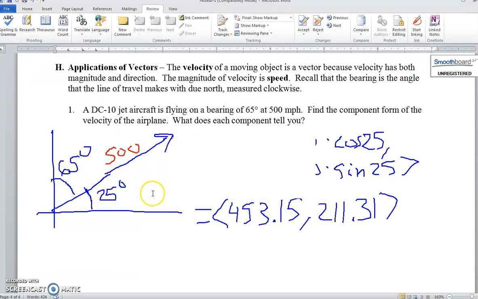Then we just need to think about what that means. So if I think about that, the x value in this form, that's how far we went to the east. The 211, that's the y value. That's how far we went to the north. This talks about, in this case, how far east we went. I'm sorry, not going west, going east.